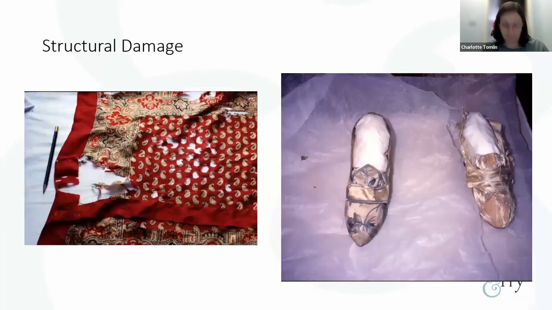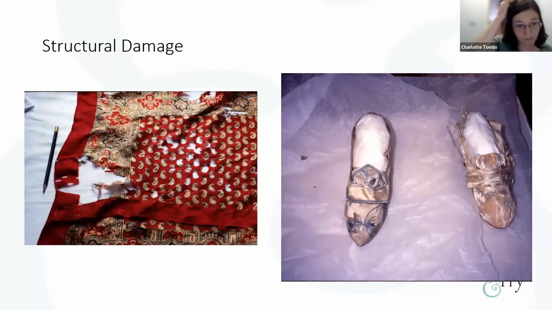But as well as colour change, structural damage can also happen, particularly to vulnerable materials such as silk. This is generally higher energy, shorter wavelength light, such as UV light, that can cause so much damage that the object starts to fall apart.